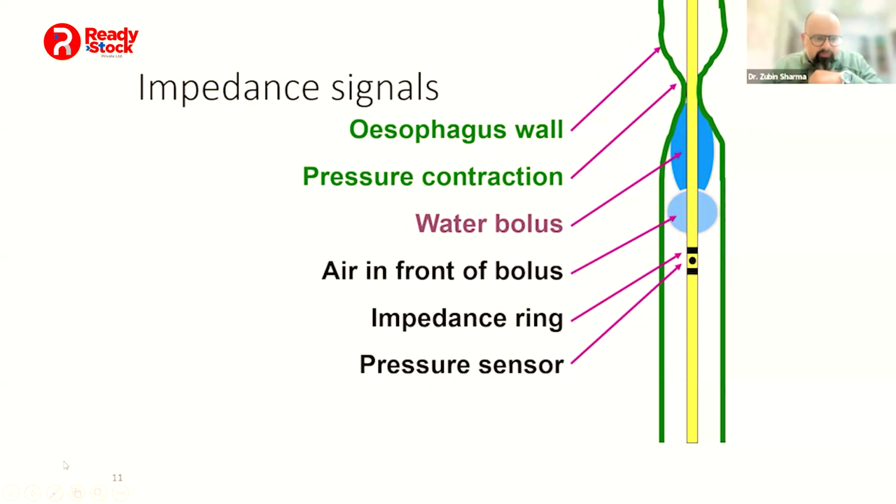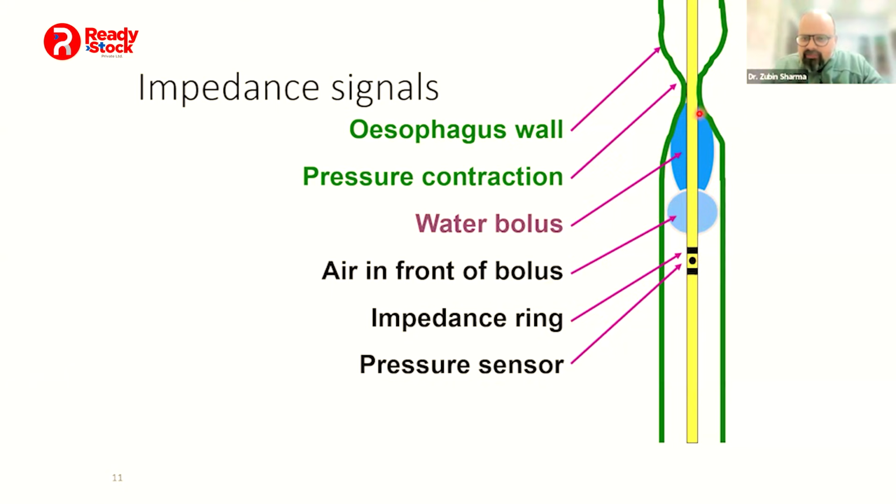Let me just put up my pointer here. Yeah. So you have these metallic rings, those are the impedance rings, and you have a pressure sensor here. The yellow thing is the catheter once we put it inside.